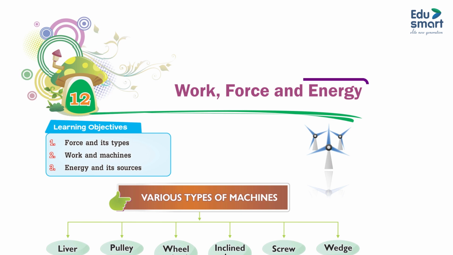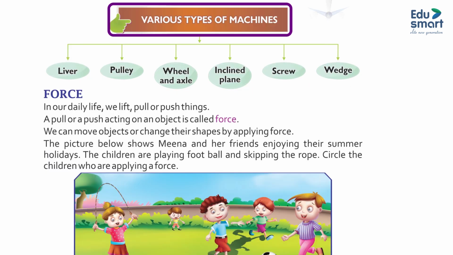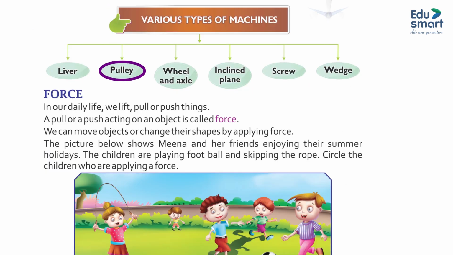Chapter 12: Work, Force and Energy. Learning objectives: 1. Force and its types. 2. Work and machines. 3. Energy and its sources. Various types of machines: lever, pulley, wheel and axle, inclined plane, screw, wedge.